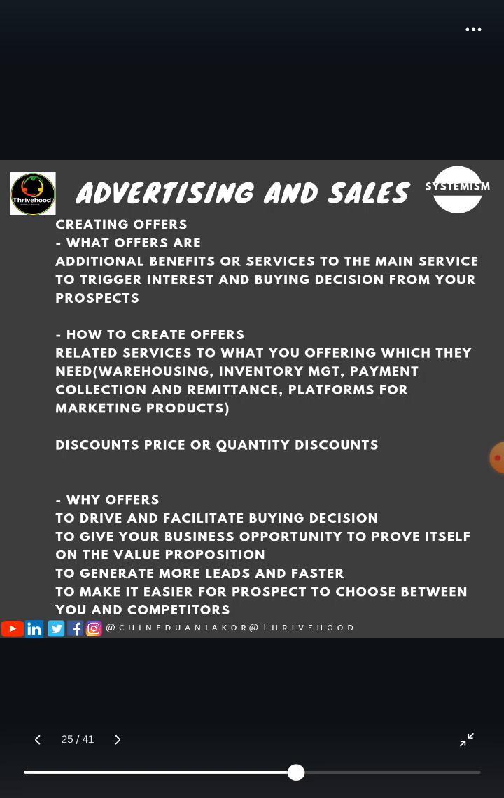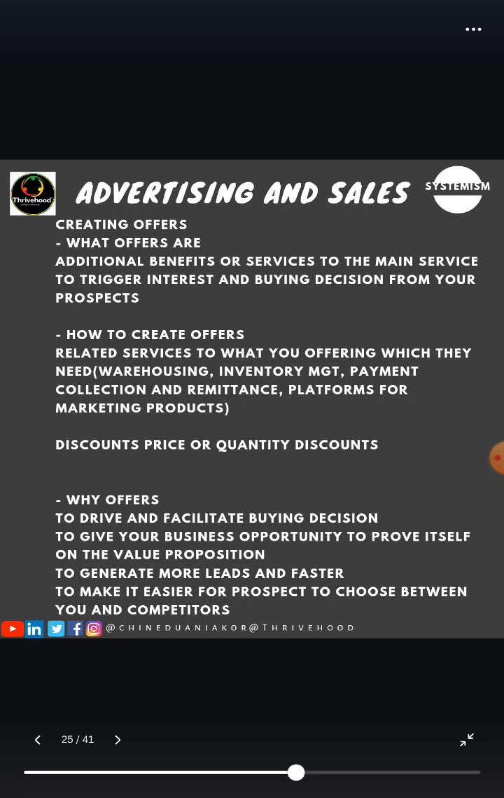There are actually two ways. That's the first one I just explained: find related services to what you are offering, which they need. Examples are warehousing, inventory management, payment collection and remittances, a platform to help them reach wider audiences, and other kinds of things.